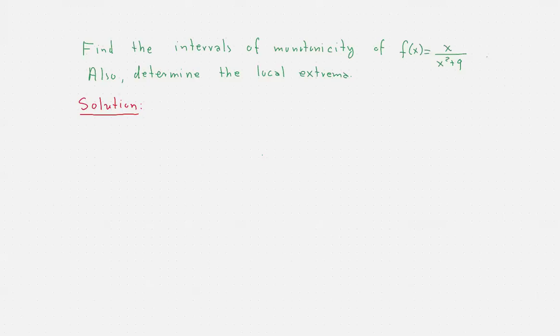Okay, so we would like to find the intervals of monotonicity of the function x over x squared plus 9 and also determine the local extrema. So simply speaking, we need to find where the derivative of this function is positive and where it's negative, and then the local extrema will be determined by the shape of the graph.